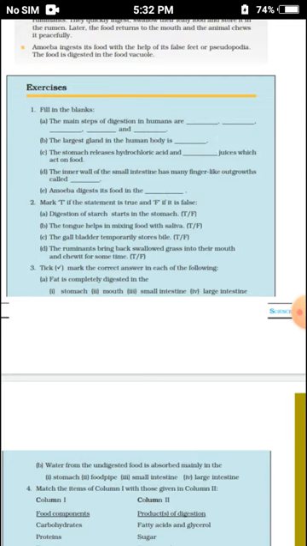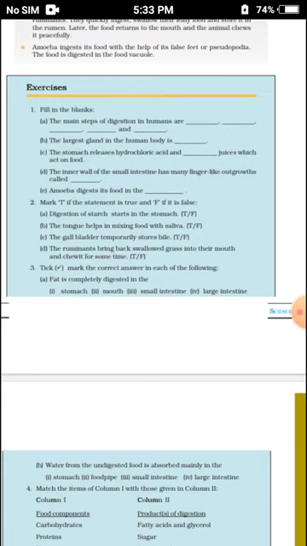Then we have the exercise of this chapter. First question is fill in the blanks. The main steps of digestion in humans are, as I told you earlier, ingestion, digestion, absorption, assimilation, and egestion. The largest gland in the human body is the liver. The stomach releases hydrochloric acid and digestive juices, which act on food. The inner wall of the small intestine has many finger-like outgrowths called villi.